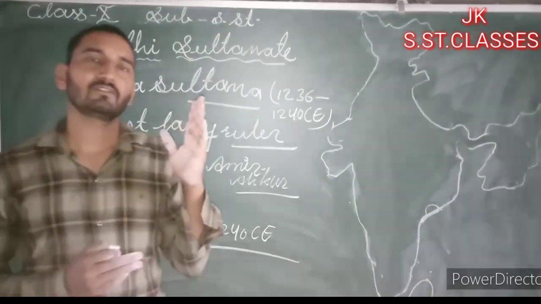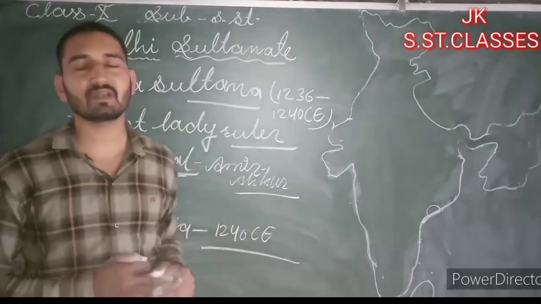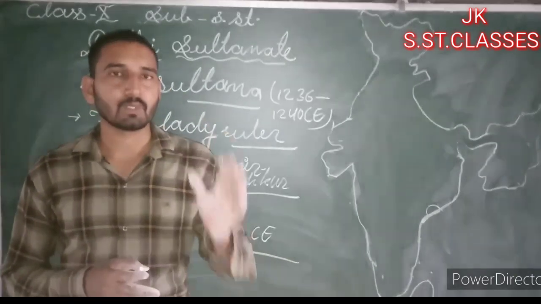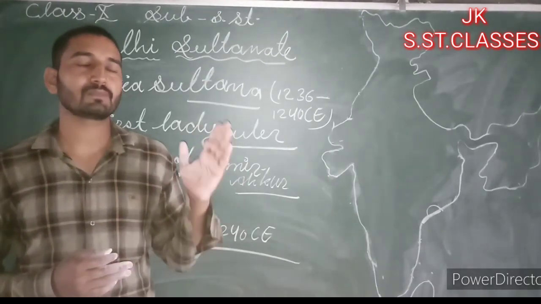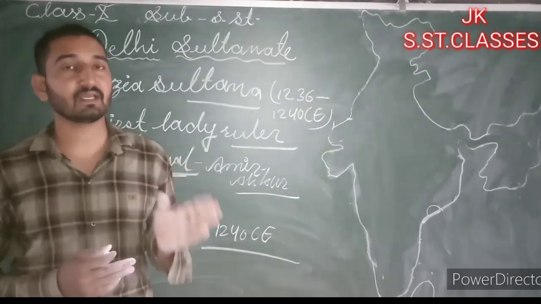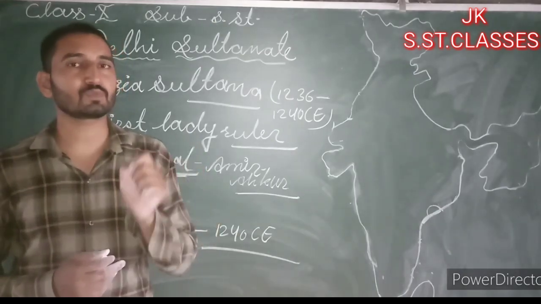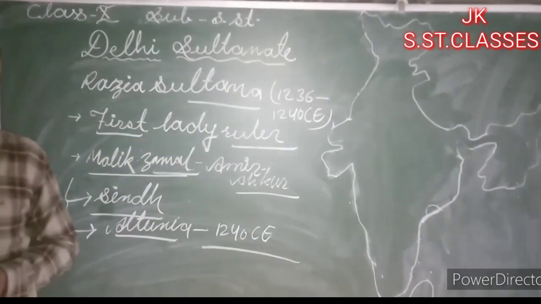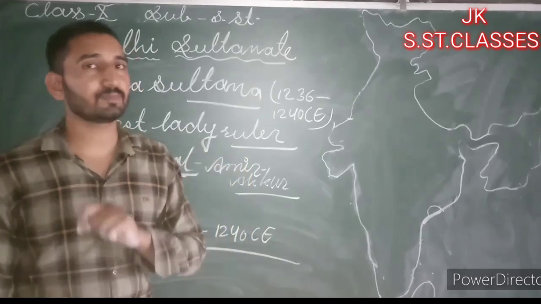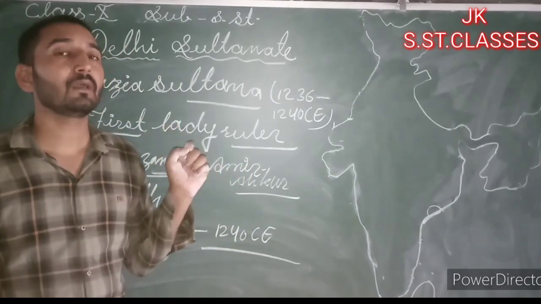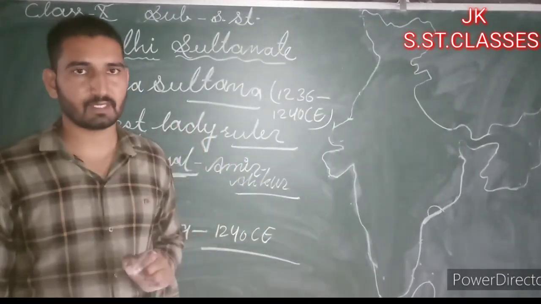And in this way, the first lady ruler ruled for 4 years, from 1236 to 1240 Common Era. Is that clear? Now, after the death of Rajya, the next ruler of Delhi Sultanate was Behram Shah, who ruled from 1240 to 1242. After that, the next ruler was Masud Shah, who ruled from 1242 to 1246. And the last ruler of this dynasty, or we can say the successor of Iltutmish, was Nasruddin Mahmud, who became the ruler in 1246 and ruled till 1265 Common Era.